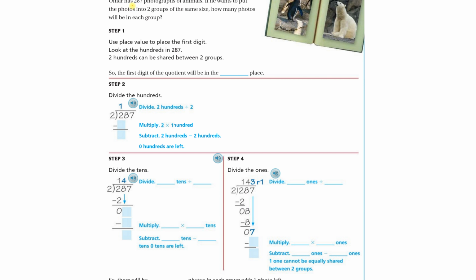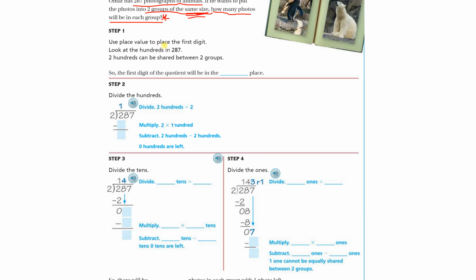Omar has 287 photographs of animals. That's a lot of animal pictures. If he wants to put the photos into 2 groups of the same size, again, there's another one of those key words that tells us it's division. Equally, equal amount, same size. How many photos will be in each group? That's our question. So, let's get to it.